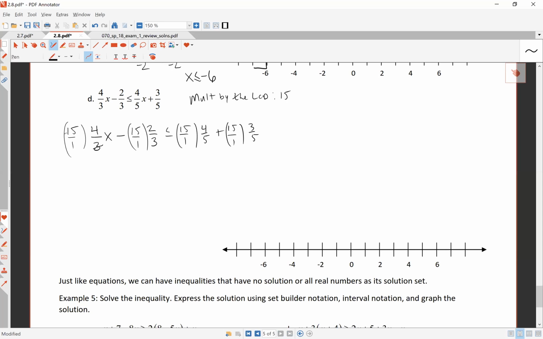And 3 goes into 15. 5 times 4 is 20. 3 goes into 15. 5 times 2 is 10. 5 goes in 15. 3 times 4 is 12. 5 goes in 15. 3 times 3 is 9. I've lost my x. Now we have our fractions cleared. We get all of our x's on the same side by subtracting 12.